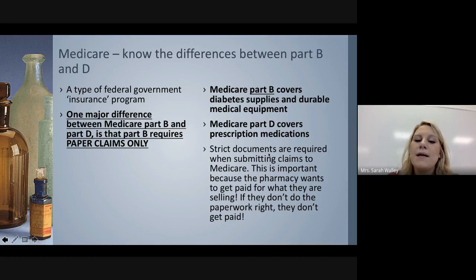And then basically there are strict document requirements for Medicare. This is important because if the pharmacy doesn't send in the correct documents the correct way, they won't get paid by the government, because Medicare's in the government, and government stuff just seems to always be crazy and not work well. So you have to do everything right to get it paid for.